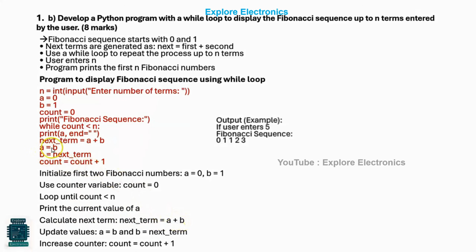Clear? After that, a is equal to b, that is it will update the value, a is equal to b and b is equal to next term, and count is equal to count plus 1. It will keep on increasing the counter. Here the output we will get, for example, if the user enters 5, the Fibonacci sequence is 0, 1, 1, 2 and 3. Clear with this?